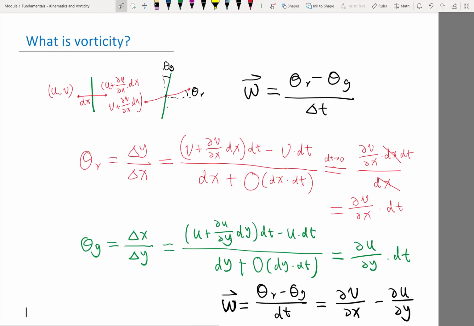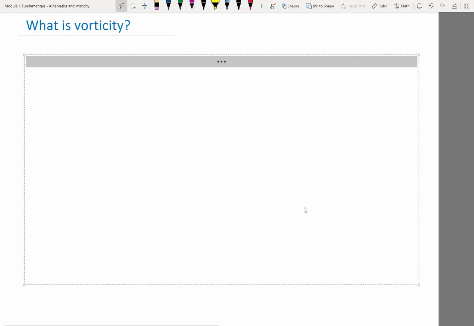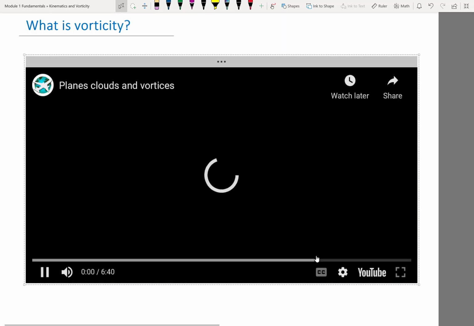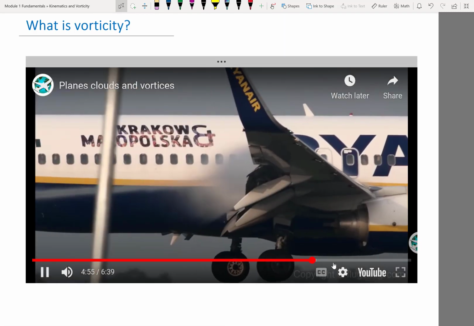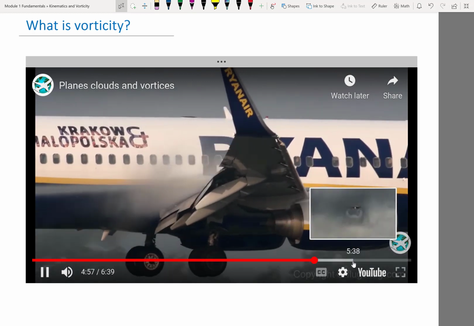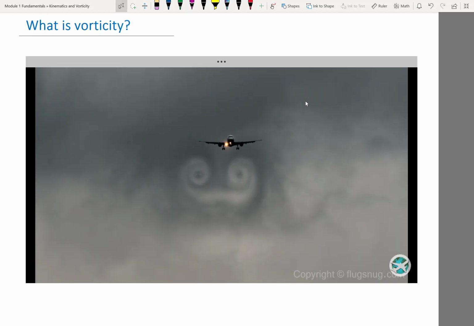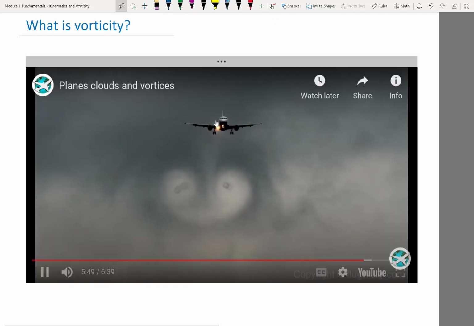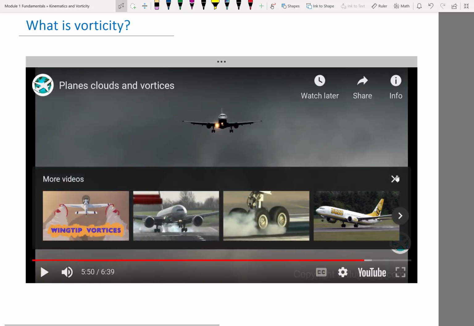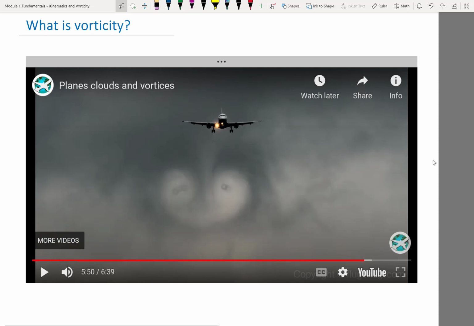Now, what does that mean if you follow videos like this? It means that whenever you're looking at an airplane, the air that passes above and below the airplane has no vorticity to start with. The only part of the flow that gets vorticity injected into the flow field is the air that passes very closely to the body of the airplane.